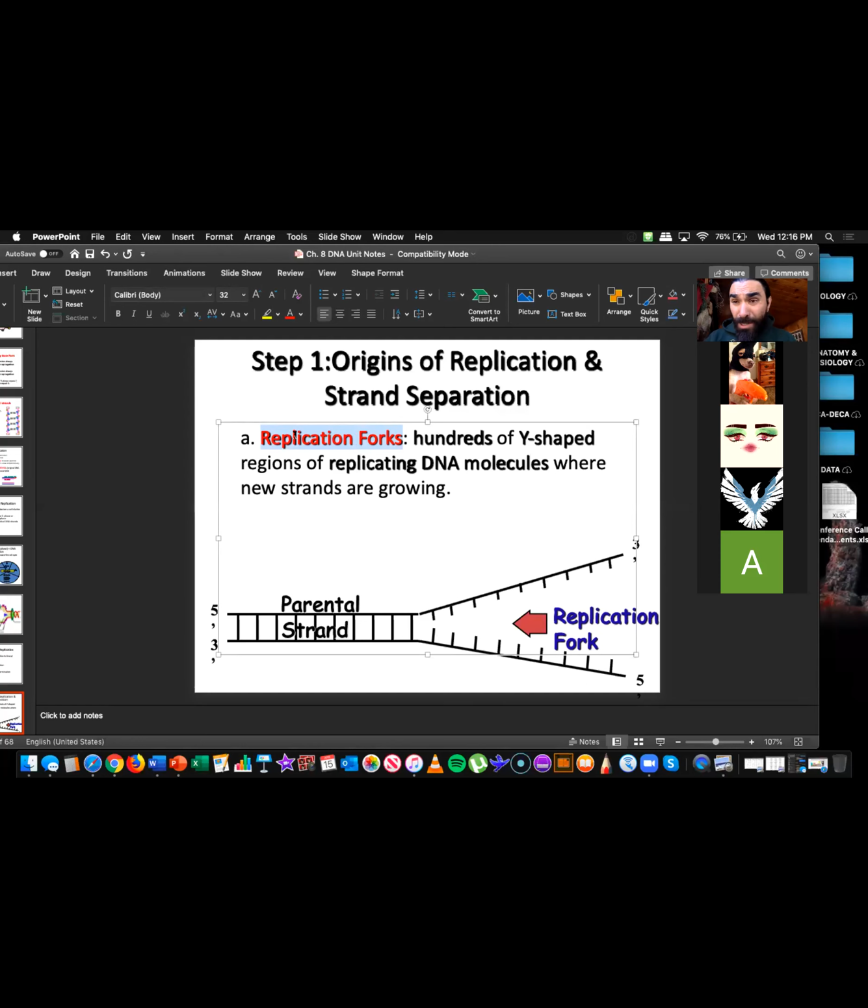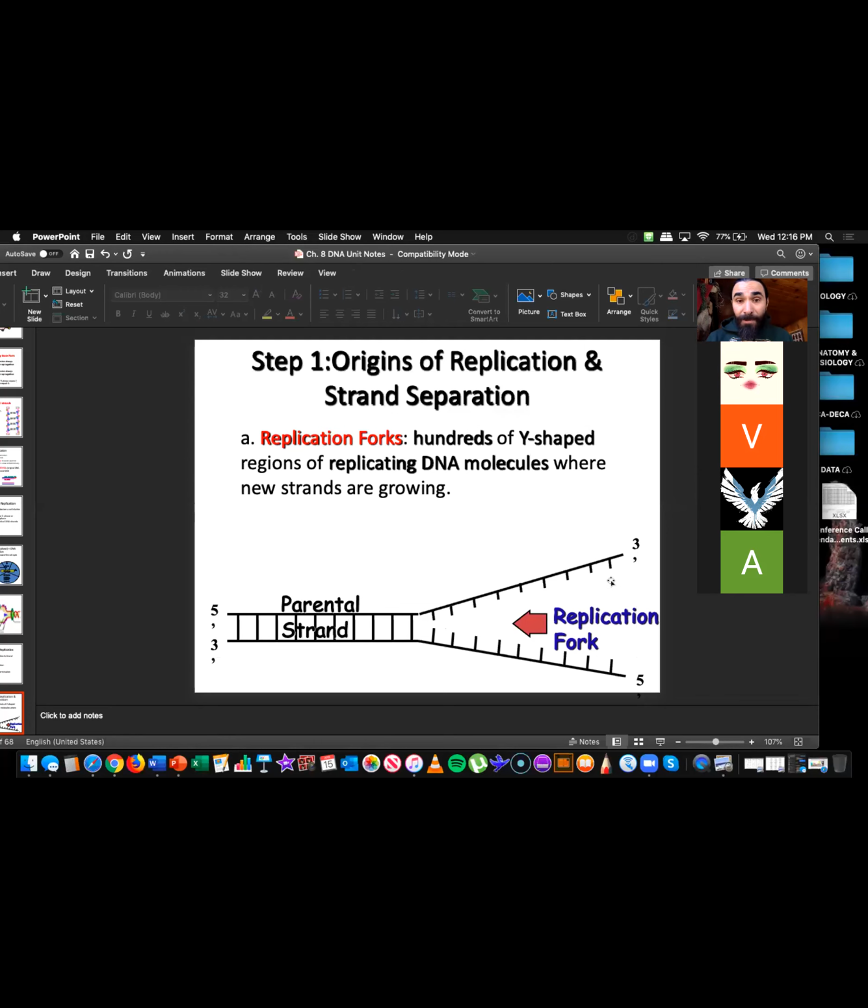Do you guys know what fork means? Like when they say there's a fork in the road, do you know what fork means? A split. It means a split. It's a split, right? So step 1, like Melissa told us, all that's happening here is there is a split that takes place right here. That split, we call the replication fork because that's what fork means.